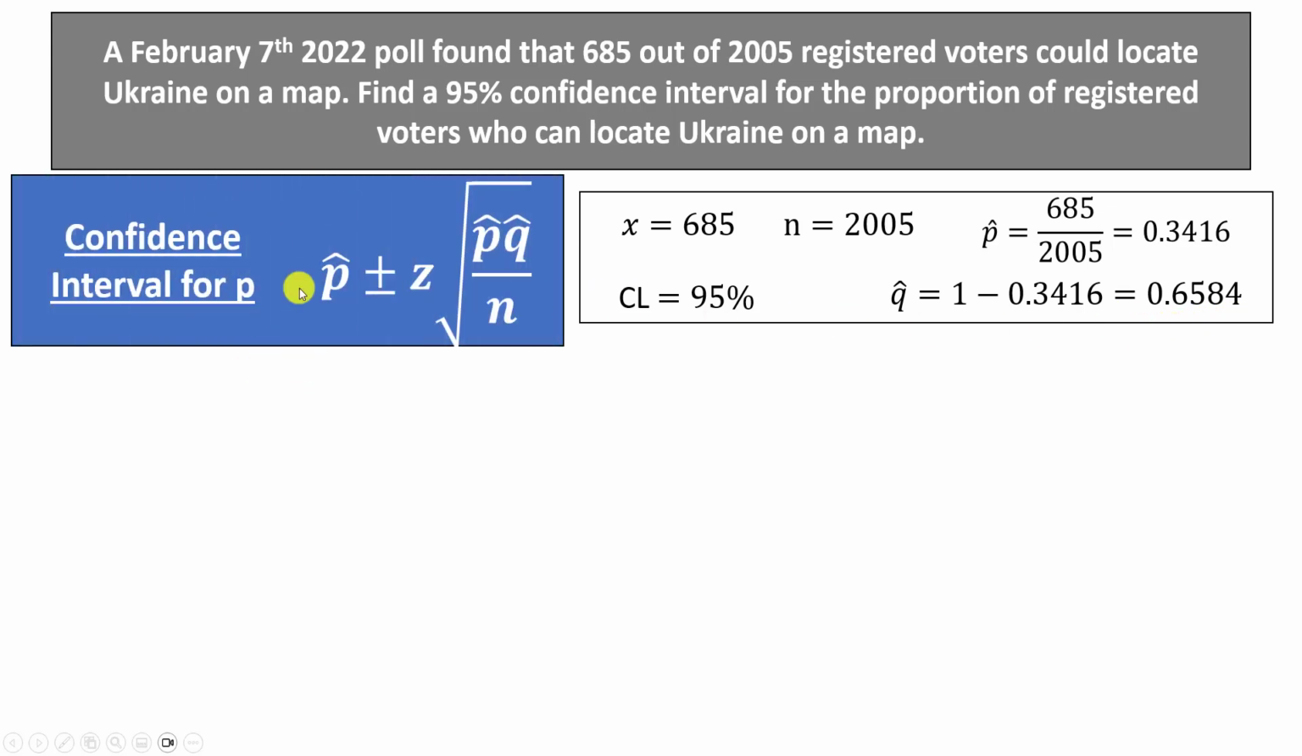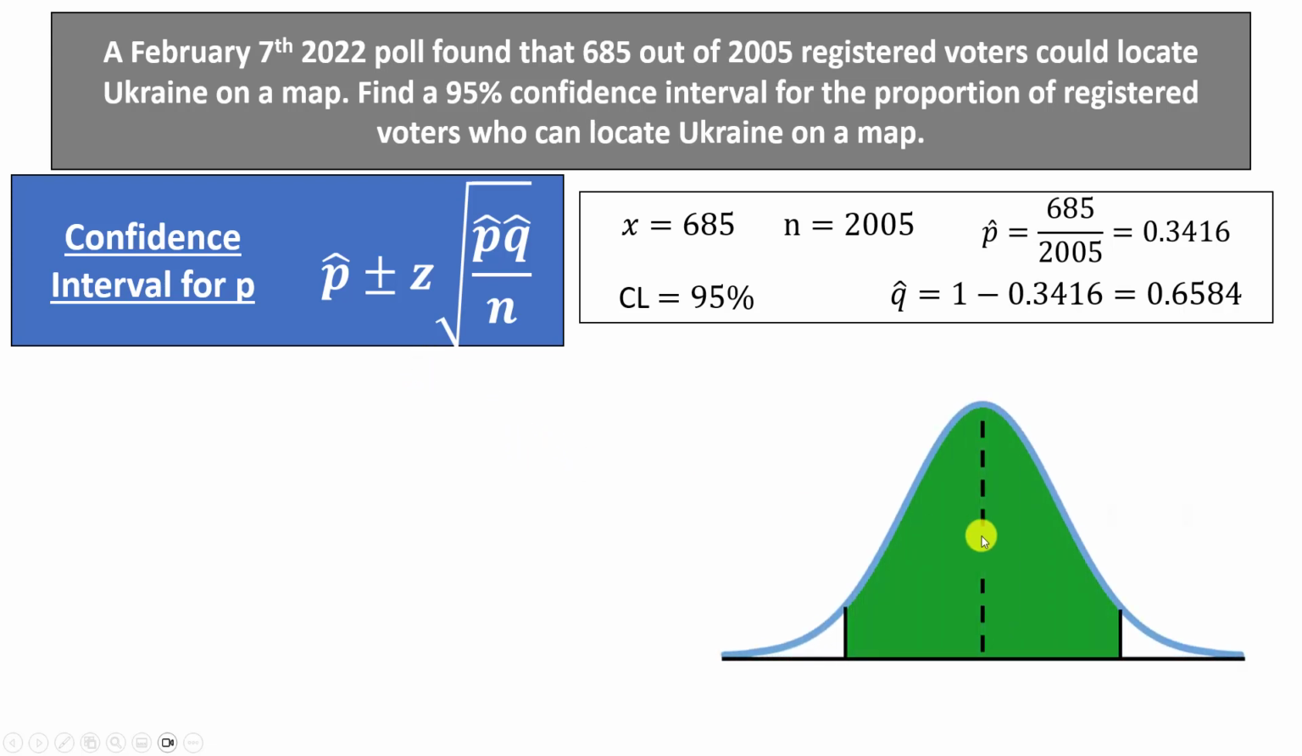Next, we can start to look at our formula, and we'll notice that the only thing that we are missing is the z-score. We can find the z-score in a very similar way that we found the t-score in the one sample mean confidence interval. Instead of using inverse t, we will use a function called inverse norm. And to do this, we're going to want to draw the distribution.